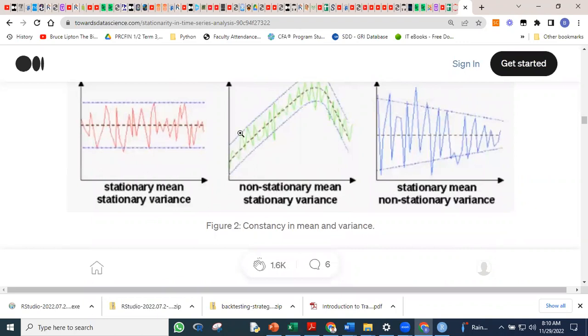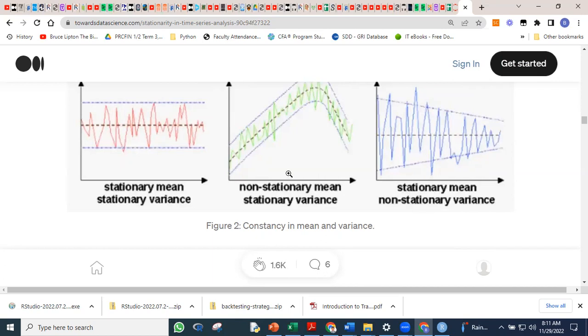Ibig sabihin, if we will draw this line, no? Hindi naman siya lumalampas sa 95% confidence interval, no? Yung data natin. Unlike this one, tingnan niyo to, no? Dito sa point na to, yung variation ng data natin mataas. Pero pagdating dito, lumiliit na lumiliit. So this is stationary in mean. Ibig sabihin wala siyang trend, pero non-stationary in variance siya. So you have to be very clear about this.